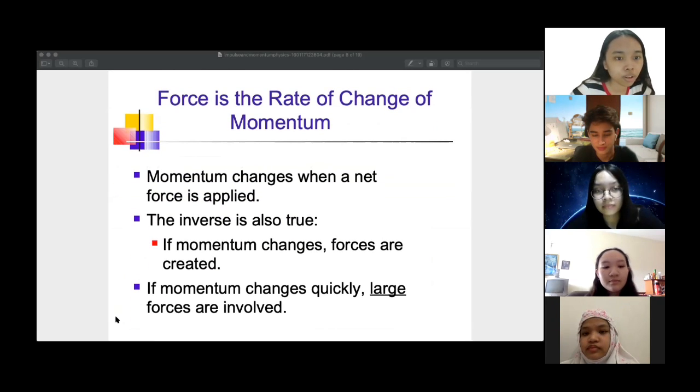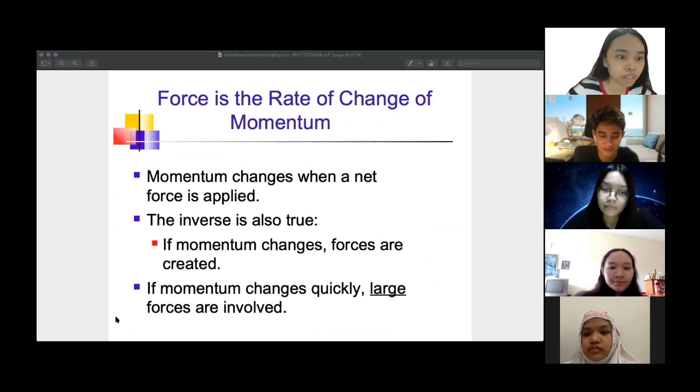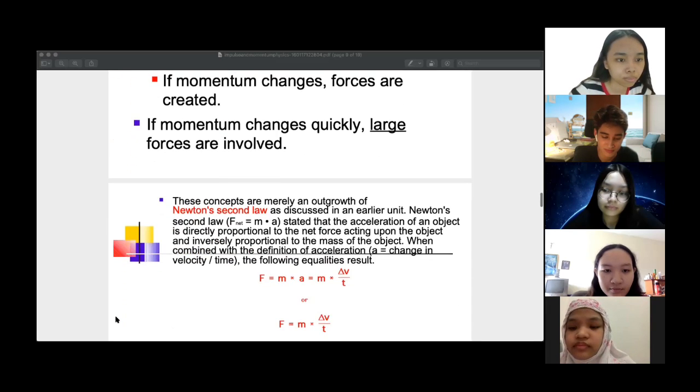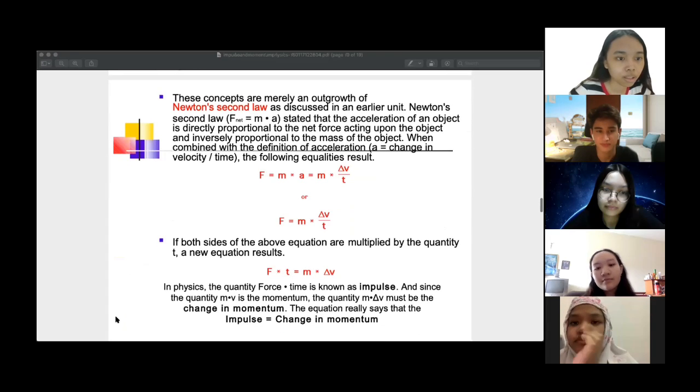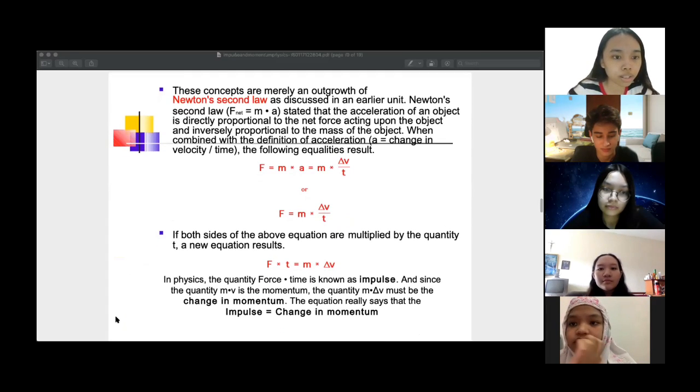Force is the rate of change of momentum. Momentum changes when a net force is applied. The inverse is also true. If momentum changes, forces are created. If momentum changes quickly, large forces are involved. These concepts are merely an outgrowth of Newton's second law as discussed in an earlier unit.